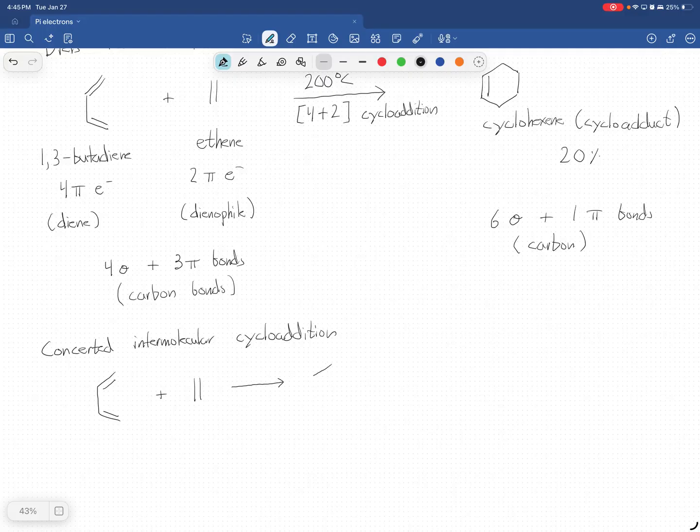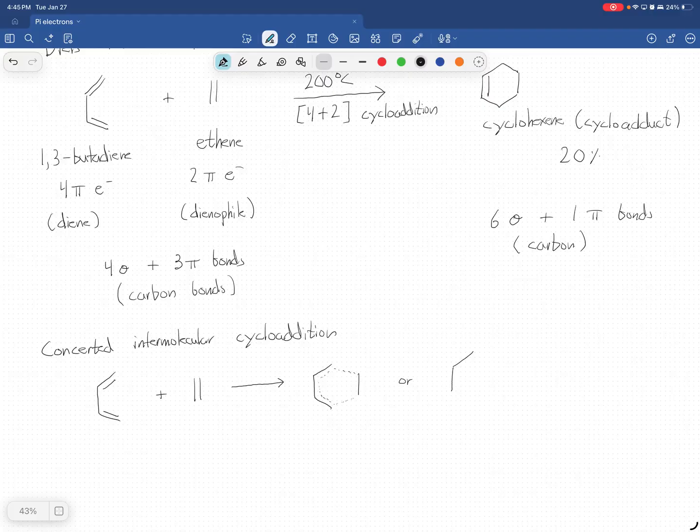Okay, so why does this happen? If you draw the skeleton here, it looks like the p orbitals want to combine and form what we call a cyclic transition state. When you have p electrons distributed all around in a circle, that's called a cyclic transition state. And that's what's known as a pericyclic reaction. But don't worry too much about that name, okay?